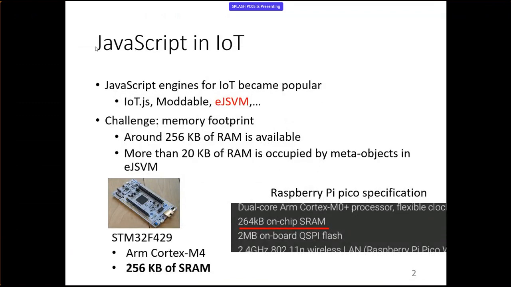These days, JavaScript engines for IoT become popular, and several JavaScript engines for IoT are developed. For example, IoT.js, Modable, and another JavaScript VM, EJS VM. One of the challenges for these JavaScript engines for IoT is the memory footprint.